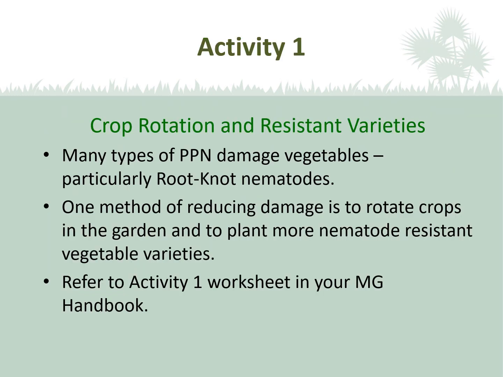So your first activity deals with crop rotation and resistant varieties. Many types of PPN damage vegetables, particularly root knot nematodes. One method of reducing damage is to rotate crops in the garden and to plant more nematode-resistant vegetable varieties. So now you can refer to the Activity 1 worksheet in your Master Gardener Handbook.